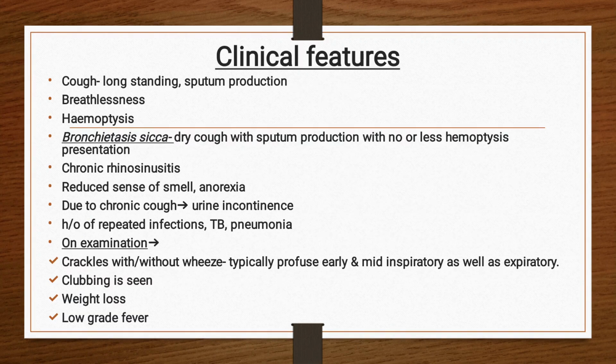Next, let us understand the clinical features of bronchiectasis. There will be sputum production and long-standing cough. If there is no sputum production, with no or less hemoptysis and dry cough, that is nothing but the bronchiectasis sicca presentation. Hemoptysis generally we are seeing in the bronchiectasis patient. Breathlessness will be present, chronic rhinosinusitis and reduced smell, and due to the chronic, long-standing cough, it can lead to urine incontinence. Usually there will be history of repeated infections, tuberculosis, pneumonia, etc.